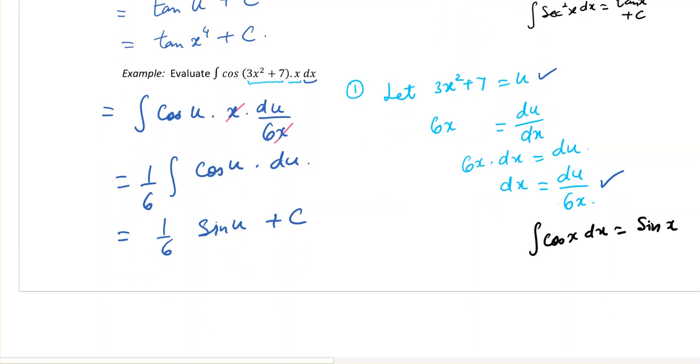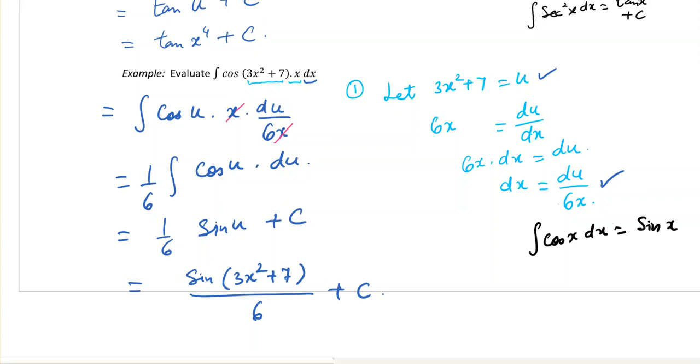And in the last step, plug back the value of u, because we have to give the answer in terms of our original variable. So now we have sine of 3x squared plus 7, which is our u, over 6 plus c.